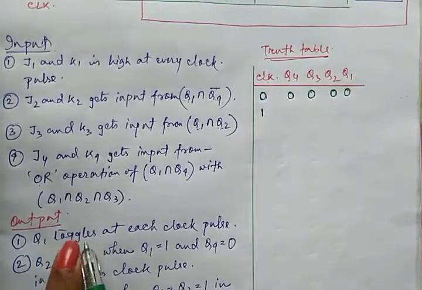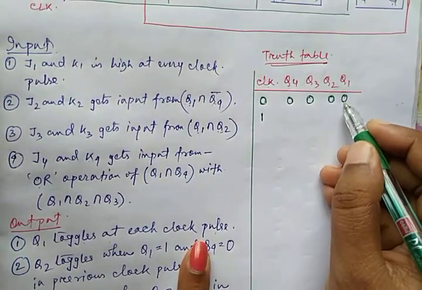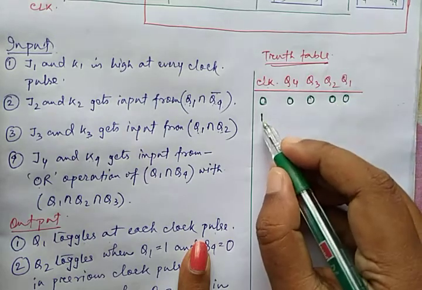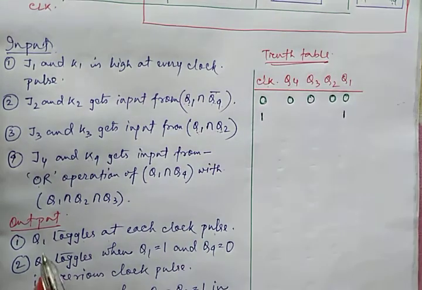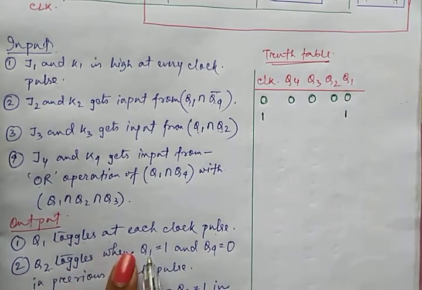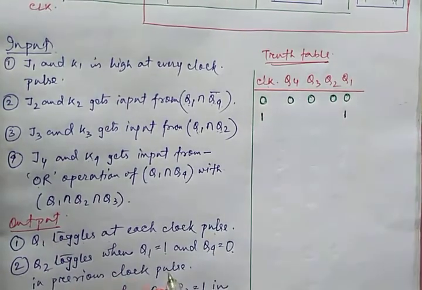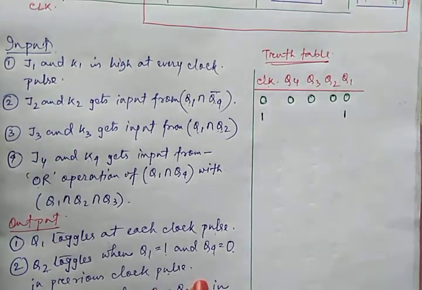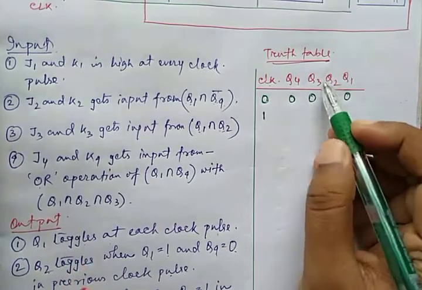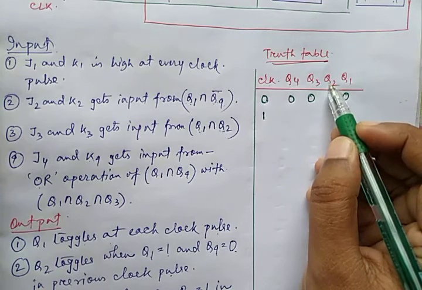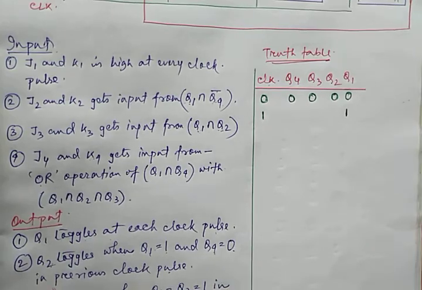Now for the first change of the clock pulse, when the clock is 1, you can see Q1 toggles at each clock pulse. Obviously Q1 toggles, so Q1 was 0 in the previous clock pulse, and now in clock pulse 1 it changes into 1. In order to toggle Q2, Q1 must be 1 and Q4 must be 0. Every time we have to change the value of Q1, Q2, Q4, we have to monitor the output of the previous clock pulse.